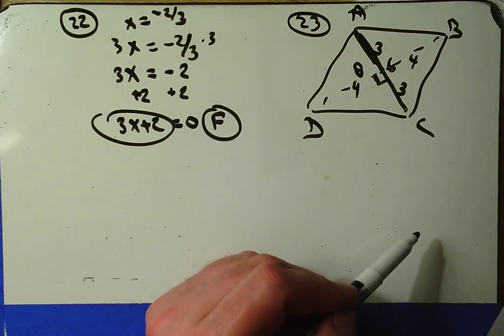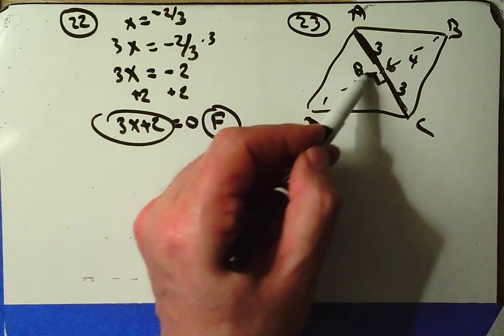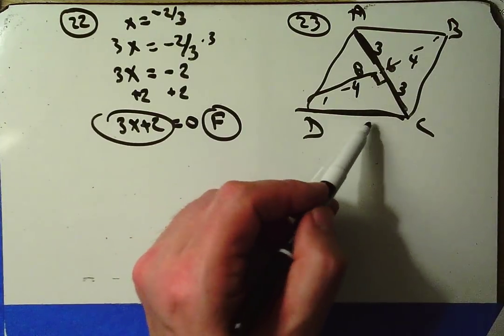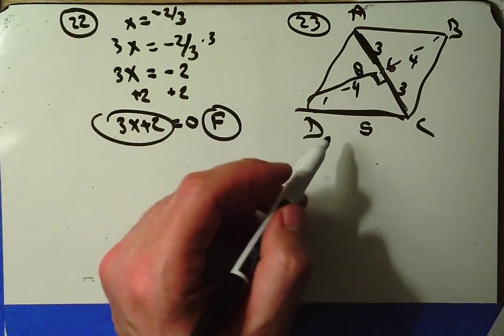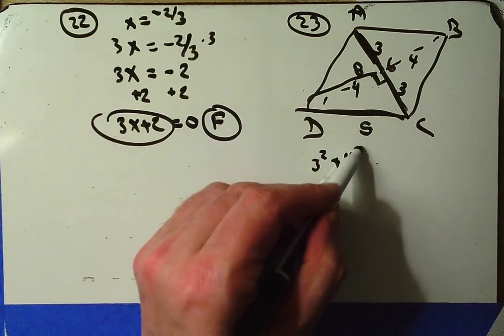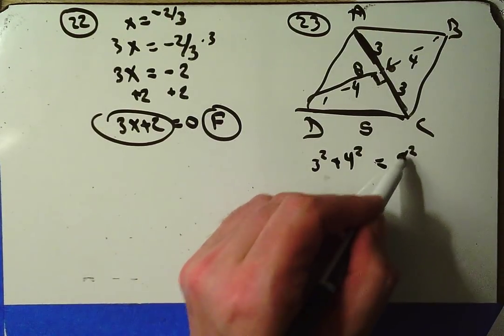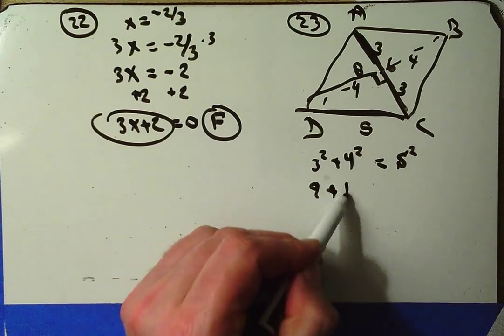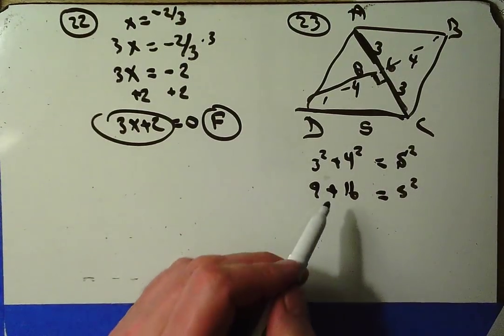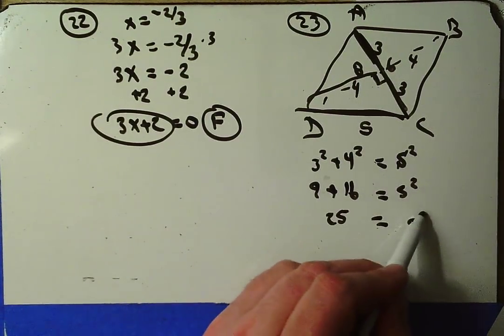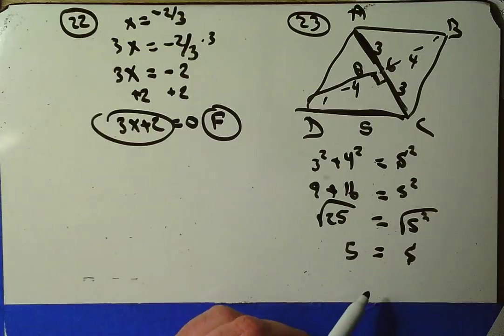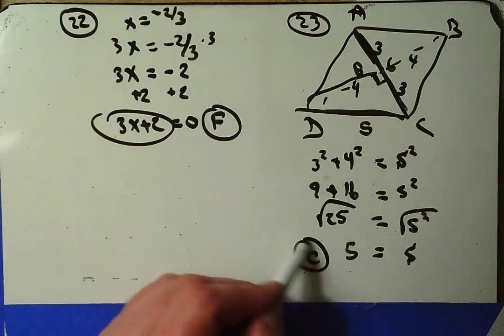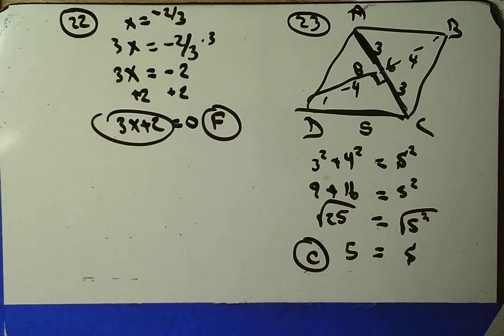What is the length of each of the 4 sides? Well, look, we've got a 3, 4, 5 right triangle. If you didn't recognize the 3, 4, 5 right triangle, you could always use the Pythagorean theorem. 3 squared plus 4 squared equals that side length squared. We've got 9 plus 16 equals the side length squared. 25 is the side length squared. And when we take the square root of both sides, I get s equals 5. S equals 5 is the side length, and that corresponds with choice C. Choice C for number 23.